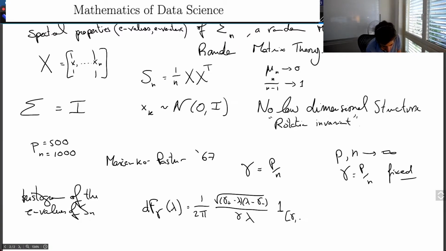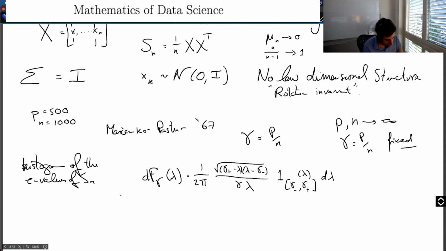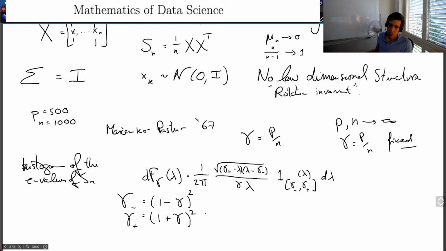The indicator is only between gamma minus and gamma plus. You saw that this histogram had a minimum and a maximum, of lambda, d lambda. And what are these gamma minus and gamma plus? Gamma minus is equal to 1 minus gamma squared. Gamma plus is equal to 1 plus gamma squared. And I'm taking here p smaller than n.